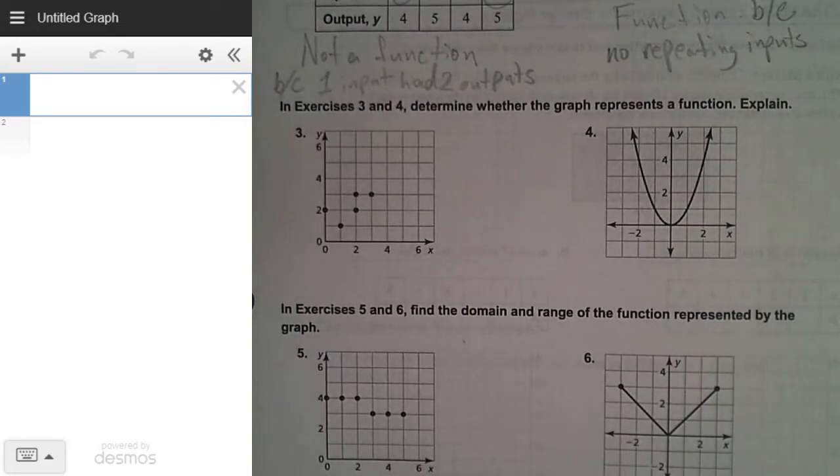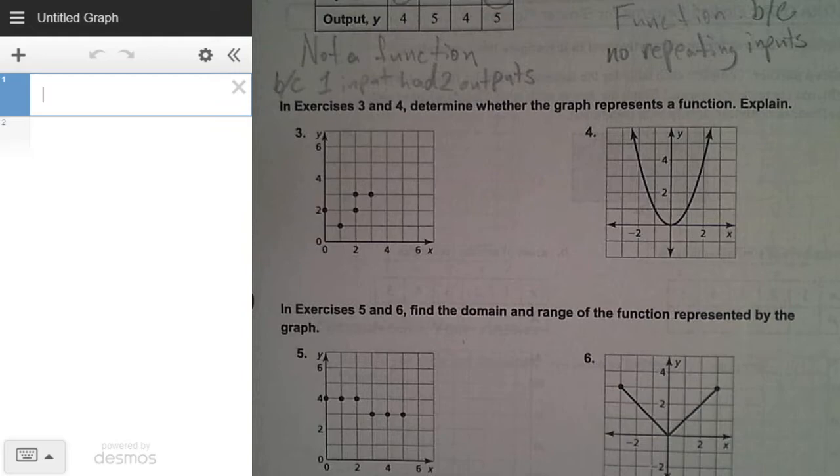It says in exercises 3 and 4, determine whether the graph represents a function. Explain. We can do this rather simply. A vertical line goes up and down. Going back to basketball, vertical is how high you can jump, so it's up and down.